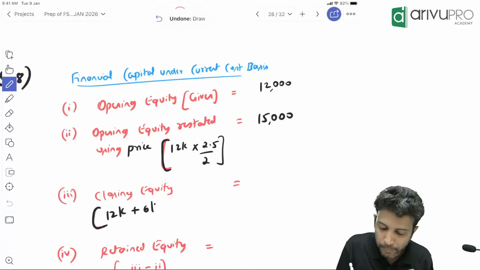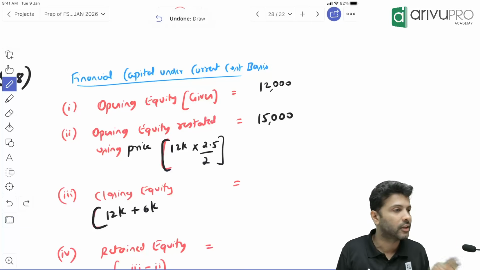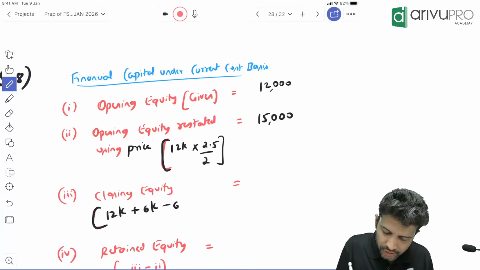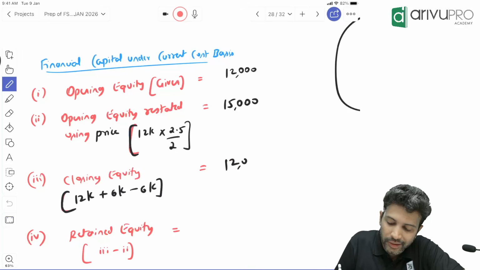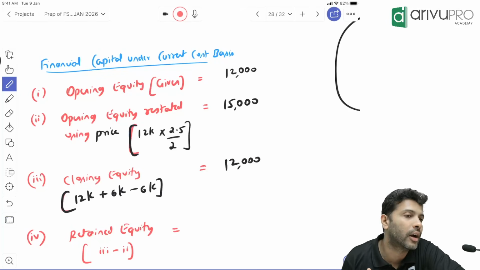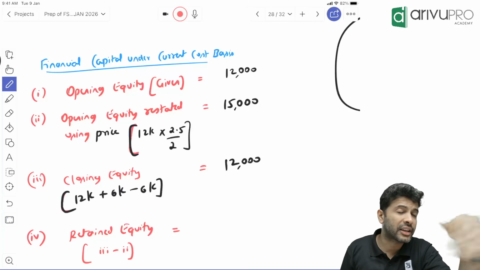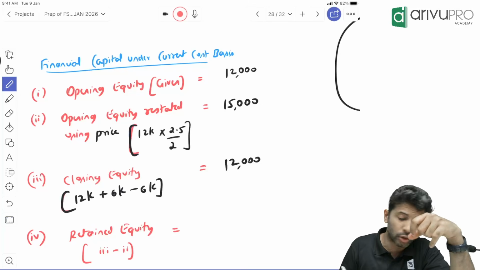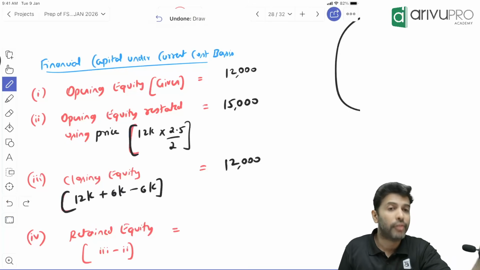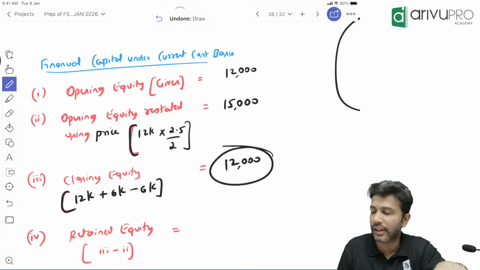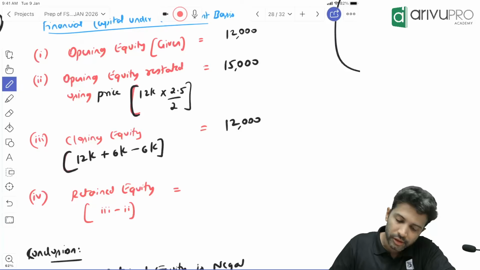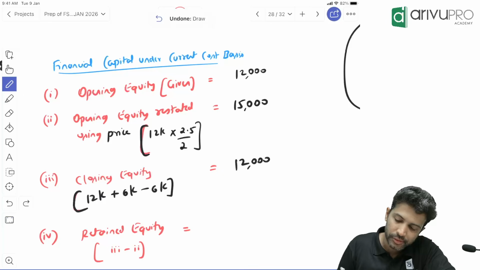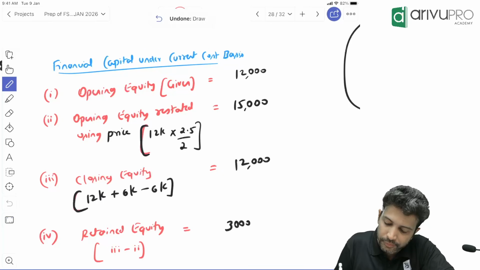12,000 plus actual profit. How much profit have you made in the current year? 6,000, minus drawings. Did we make any drawings? Yes, the trader withdrew 6,000. That means the closing equity is how much? 12,000. Correct? Sir, next year to buy the same 6,000 units, you need how much money? 15,000. Have you maintained 15,000 or 12,000? Did you retain the money here or no retention? These two minus is how much? 3,000. Positive or negative? Negative.